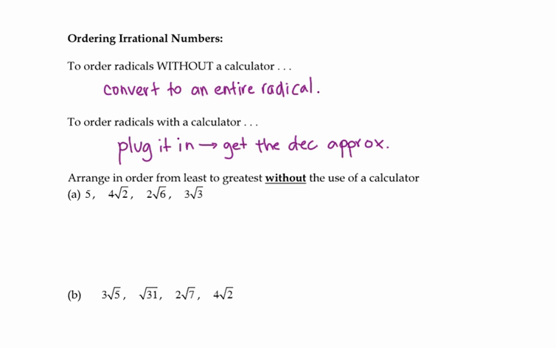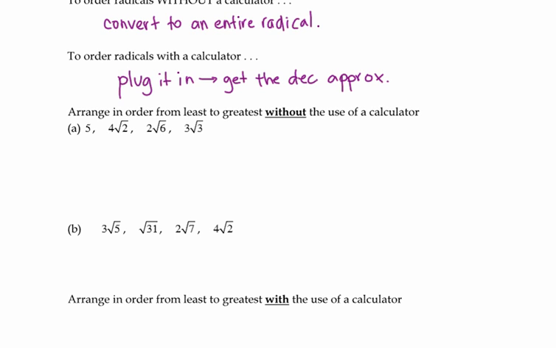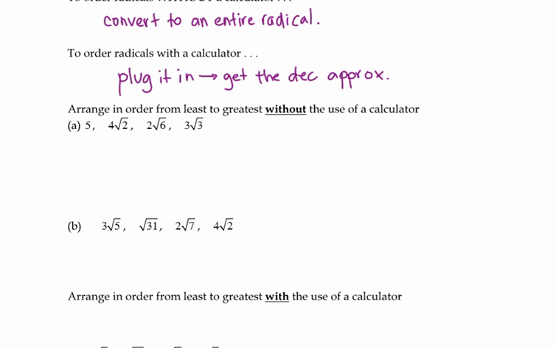Okay, so the first question we're going to do without a calculator. So we want to convert these all to entire radicals. All of them, including 5. How do we write 5 as an entire radical? Yeah, you got it, Robin. Square root of 25. Yeah, we just square it to put it underneath a radical.